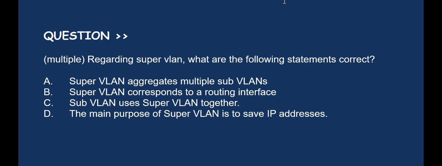Option A, super VLAN aggregates multiple sub VLANs. Option B, super VLAN corresponds to the routing interface. Option C, sub VLAN uses super VLAN together. Option D, the main purpose of super VLAN is to save IP addresses. The correct answers are option A, B, C and D.